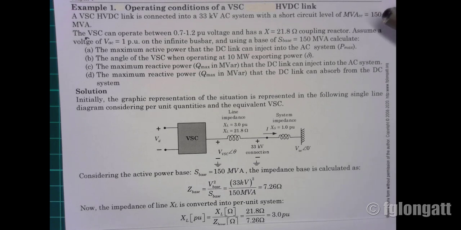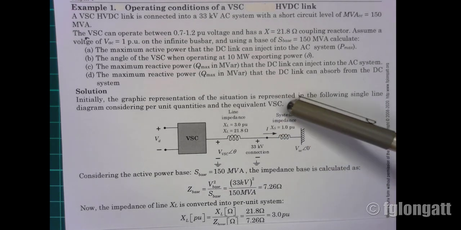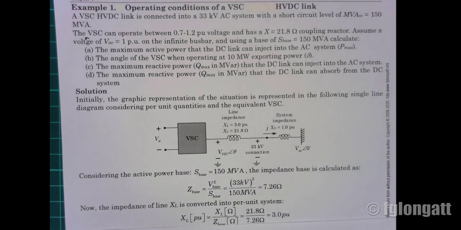Strategically, we are using 150 MVA as a base in order that this one is 1 per unit. But for the line, the value is 21.8 ohms. That is the data for the coupling reactor. And we need to use the impedance base, okay?